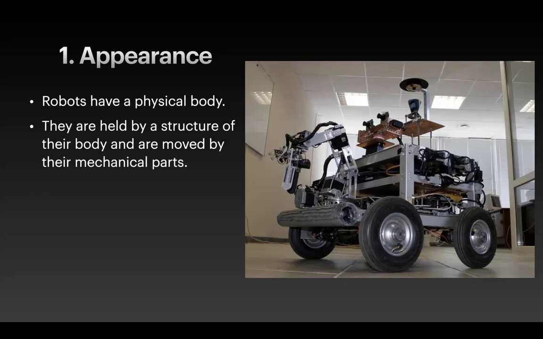Now you can see there's a big chassis. This is not just for the looks. It is to support all the components. You can see there's an arm as well here. That is also a structural thing, which helps the robot to do the tasks. So that is the appearance, not just for the looks, but for the functionality as well.